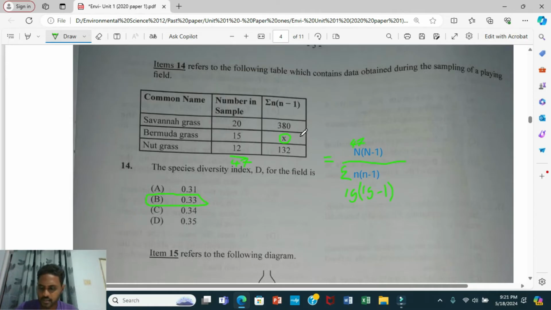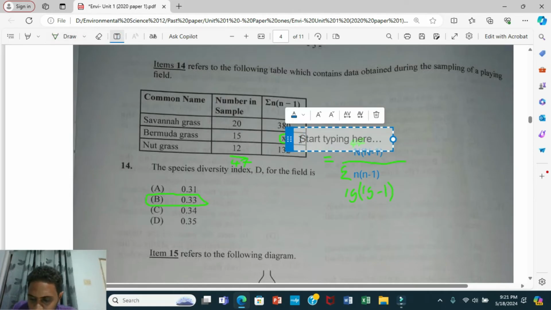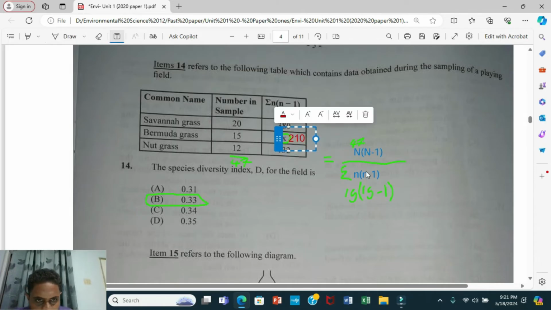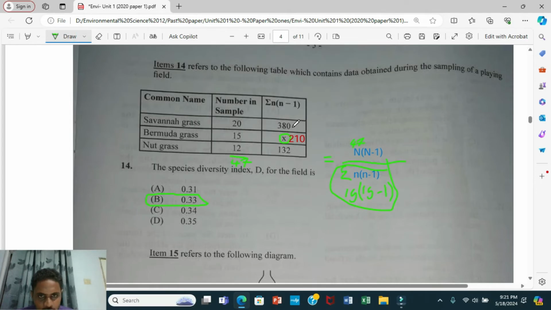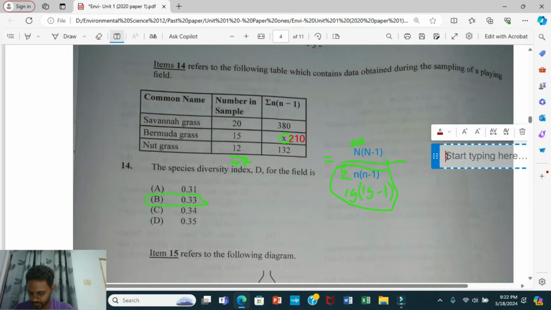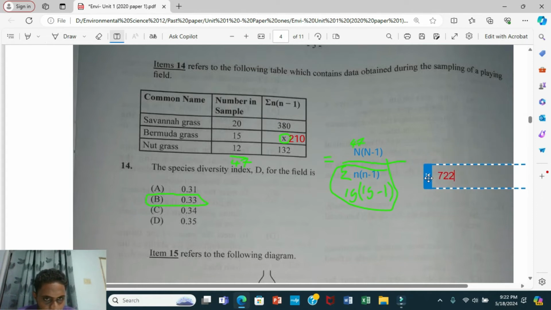All right, so let's calculate X. So it's 15 times 14. That would give you 210. So X would be 210, right? And of course, guys, after you work out the 210, all you need to do is add 380, 210, and 132, right? So when you add all of those, you should get 722. So this part of the formula down here should be 722.